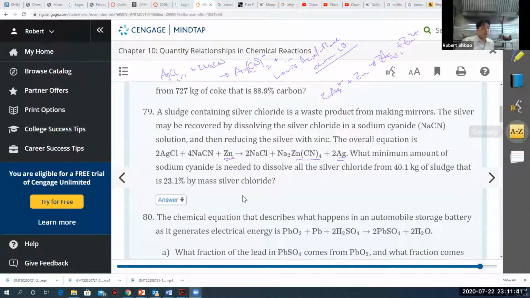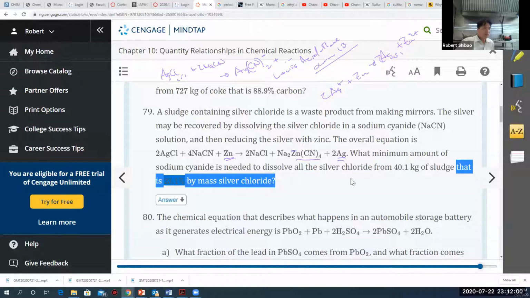Well, anyway, that's Chem 1B type stuff. So let's take a look at what they did. What minimum amount of sodium cyanide is needed to dissolve all the silver sludge from 40 kilograms of sludge? Okay, that's easy. That's stoichiometry. But this is the hard part. This is the little loop that they were in here.